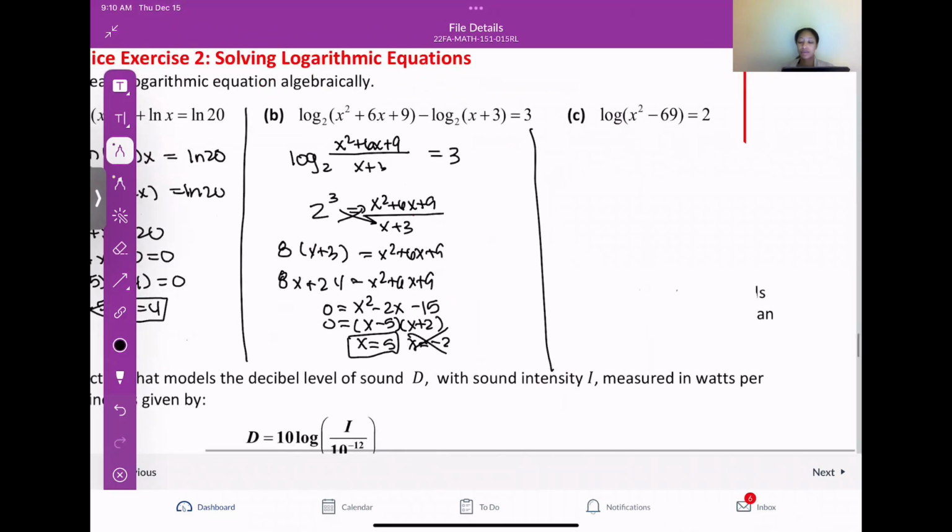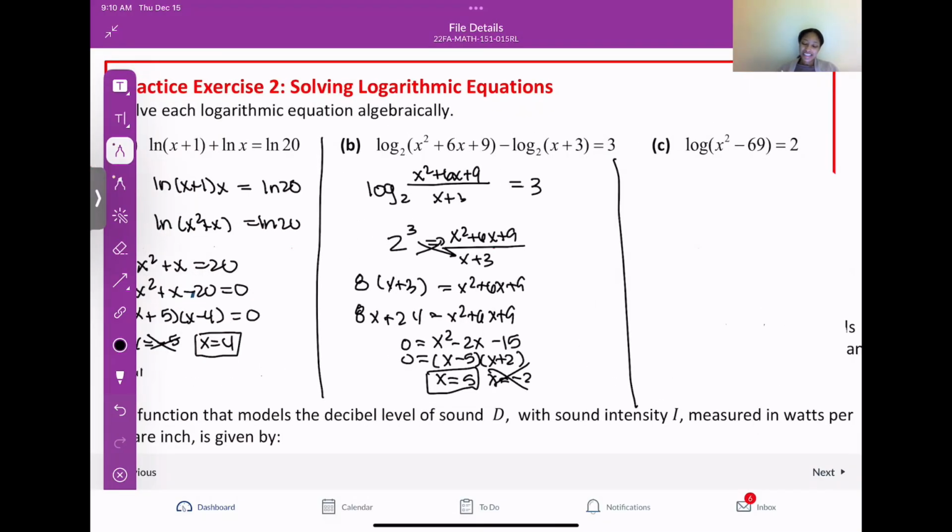All right, last one. Log of x squared minus 69 equals 2. Well, there's not much to do on this one. This is base 10. We write it in exponential form: 10 to the second power equals x squared minus 69. That's 100 equals x squared minus 69. We add 69 to both sides.